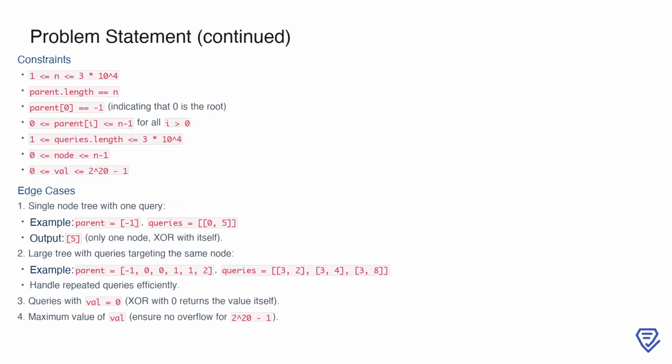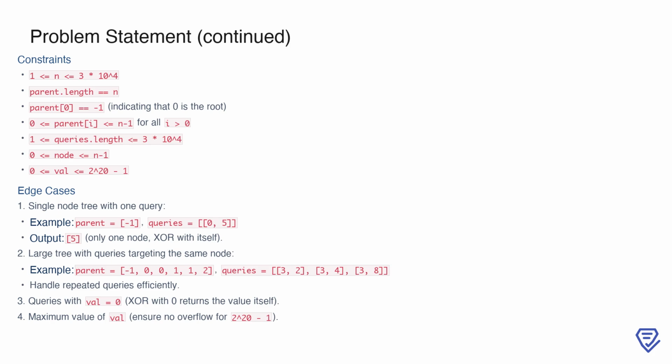To solve this problem efficiently, we must consider the constraints. The number of nodes and queries can go up to 30,000, so we need an optimized approach to handle large inputs. Each node has a parent, with the root node being identified by -1. Queries involve nodes within the tree and values up to 2 to the power of 21.